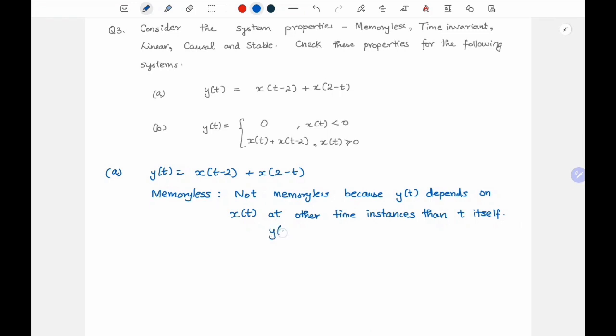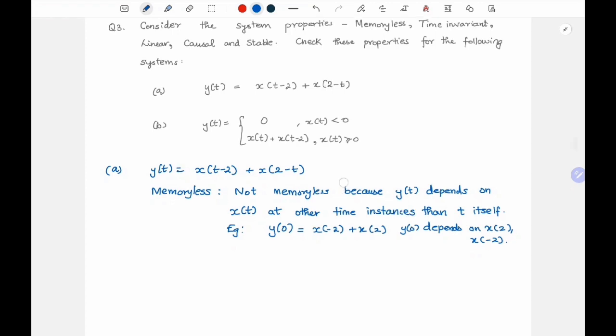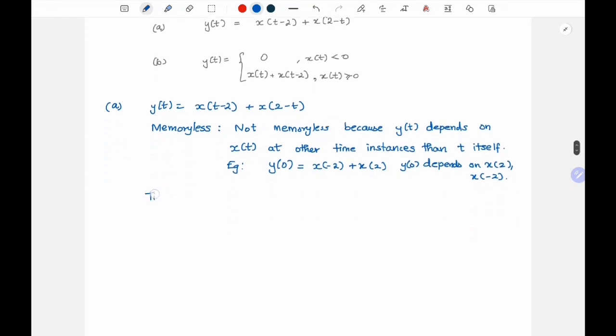Or for example, you can give an example. y of 0 is x of minus 2 plus x of 2. So y of 0 depends on x of 2 and x of minus 2. So it is not memoryless. It is a system with memory. So next, the second property is time invariance.